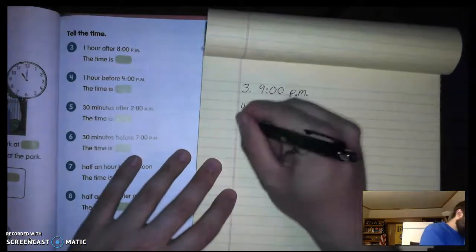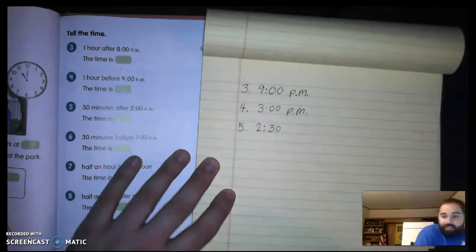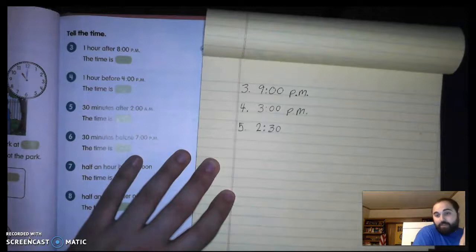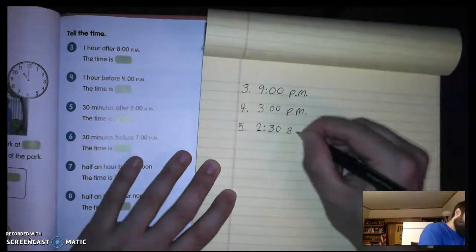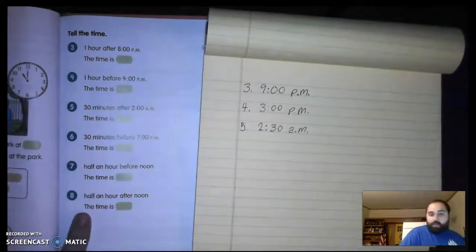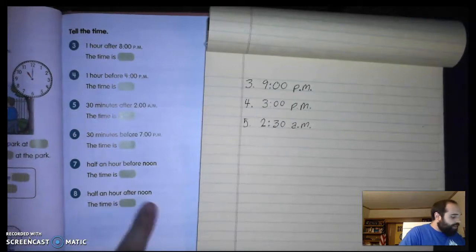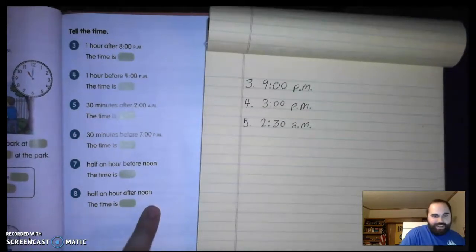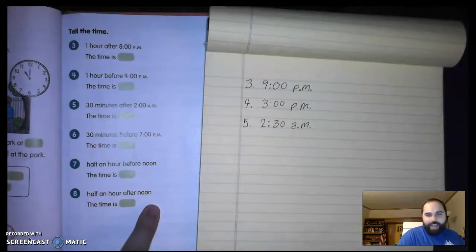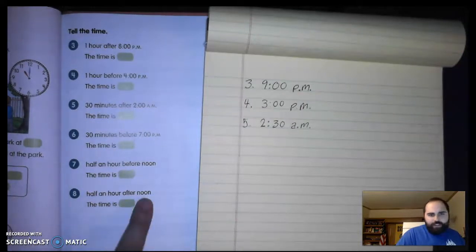So number 5 would be 2:30. And this is in the morning. So past midnight. You are hopefully sleeping. AM. All right, let's move down to number 8 now. Get things moving along. Half an hour after noon. Ooh, think about this one. What does half an hour mean? It means 30 minutes, or half of that 1 hour, which is 30 minutes. So we want to know what 30 minutes after noon is.